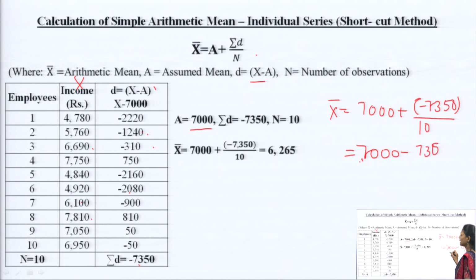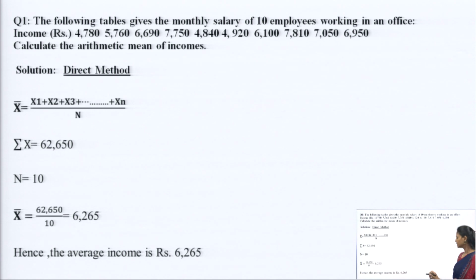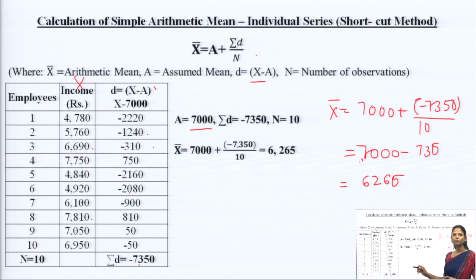735. If I solve it further, I will get 6265. So, the average income in this case and the average income in the last case, here also it was 6265. In both the cases, the same question, the answer remains the same. If we use the direct method or the shortcut method, it totally depends upon your choice. Whichever method you want to use, both will give you the same answer.